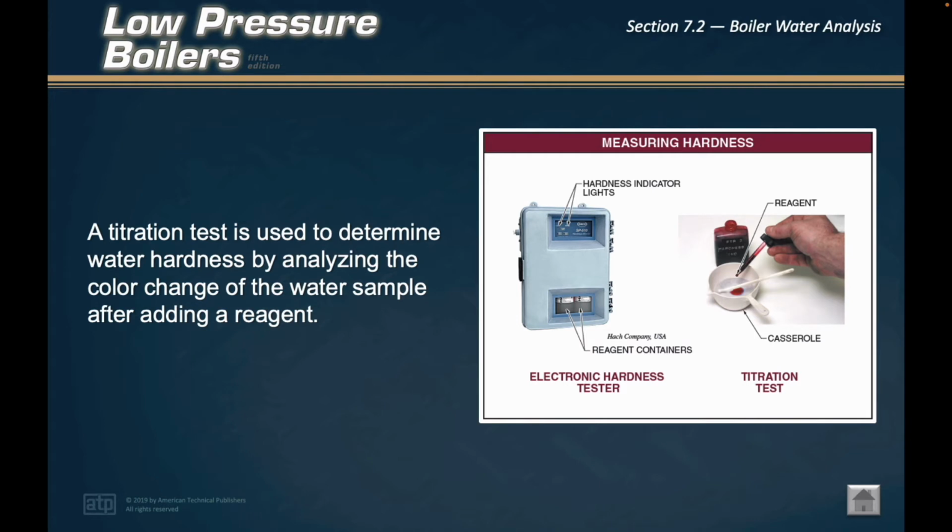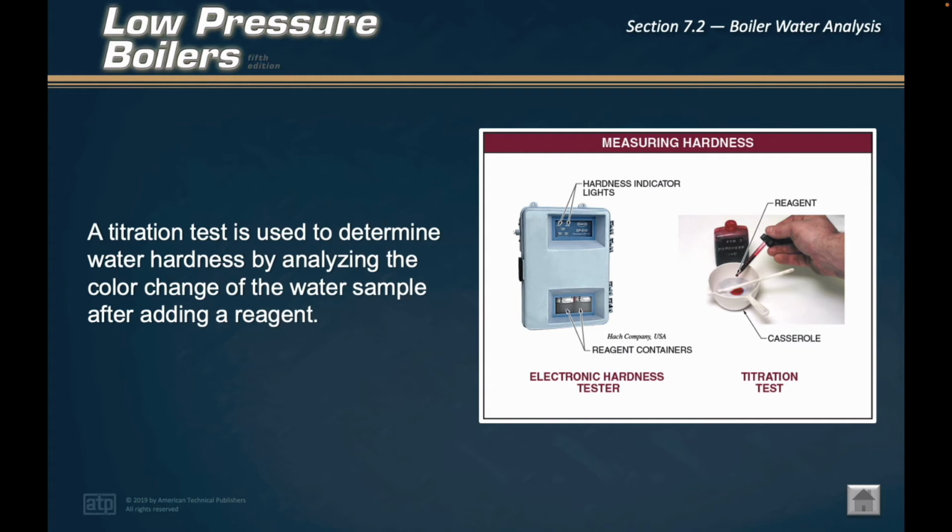Hardness is the amount of dissolved calcium and magnesium in water. Water hardness is commonly checked with an electronic hardness tester. A sample is sent through the instrument, where a reagent is automatically added to the sample. The reagent causes the sample to change color. The color change is measured and the hardness is indicated on the instrument panel.